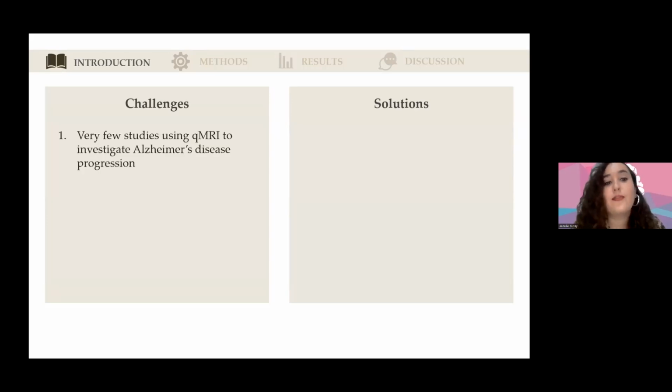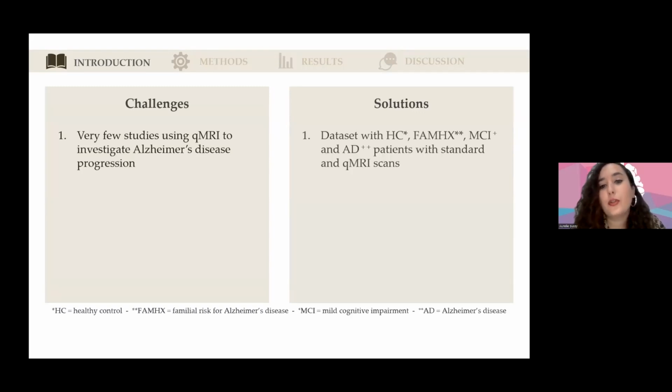So the first one is that there are very few studies using qMRI to investigate Alzheimer's disease progression. So in order to address that, we're going to use a data set with control participants, people with familial high risk for Alzheimer's disease, NCI and AD patients with standard and quantitative MRI scans.